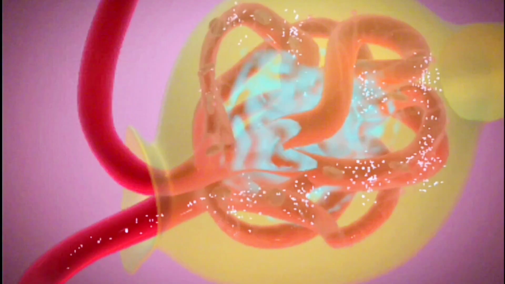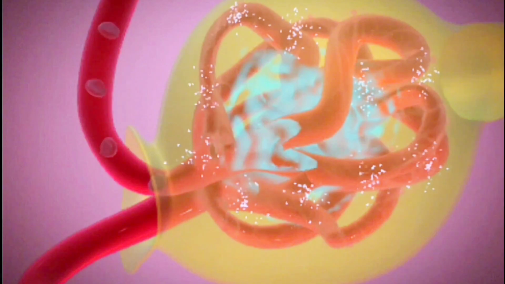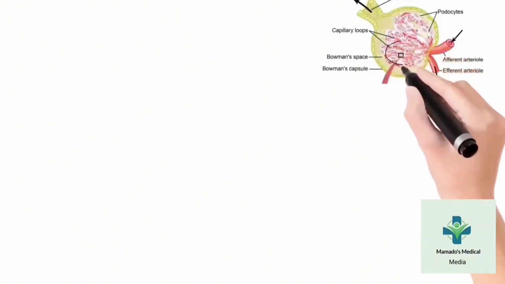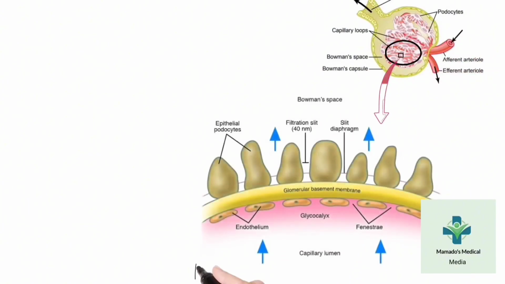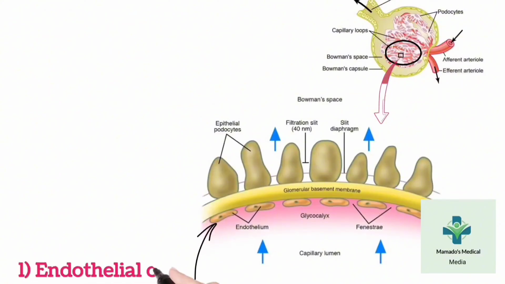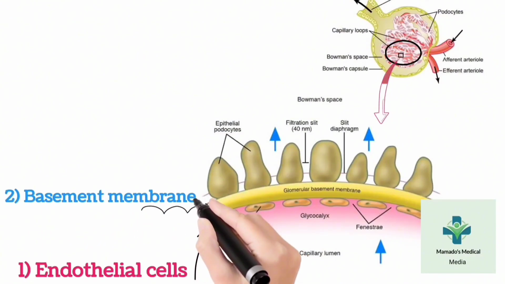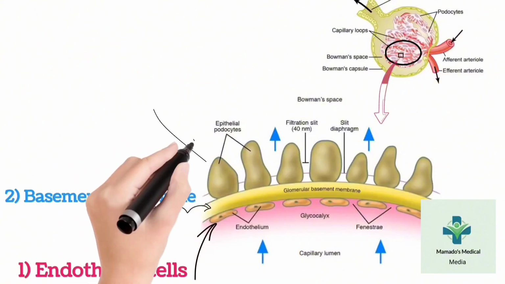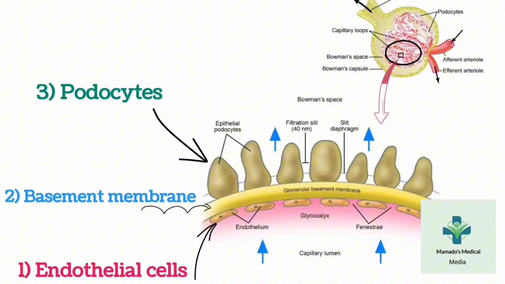Let's now explore the star of this process, the glomerular filtration membrane. This membrane has 3 key layers, and each one plays a special role. First, the endothelial cells of the glomerular capillaries, then the basement membrane, and the third layer is the visceral layer of the Bowman's capsule, the podocytes. So let's get into more details on each one of them.